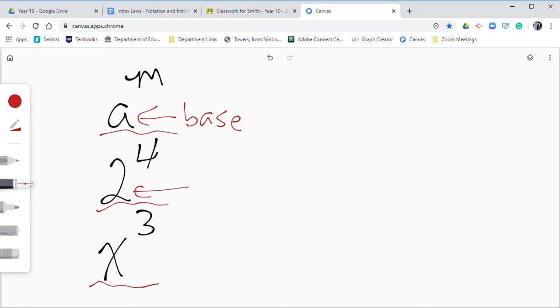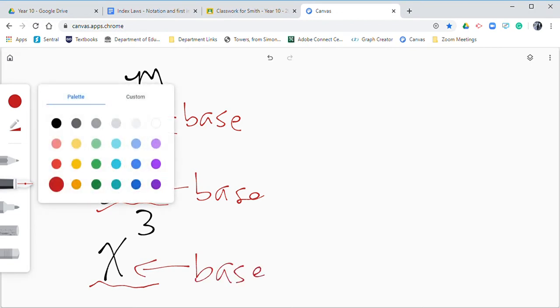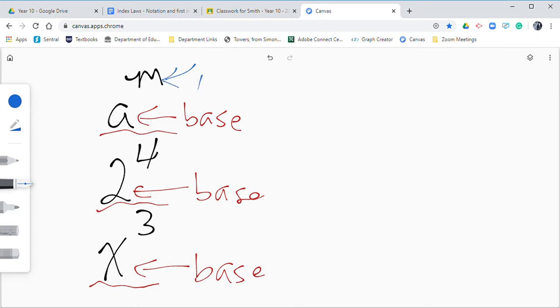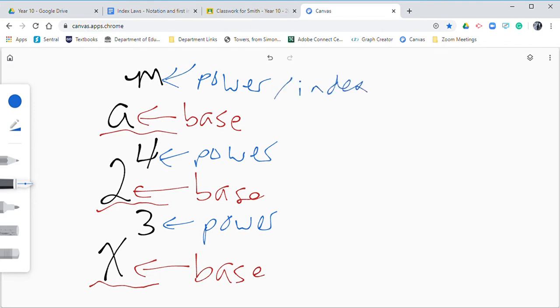2 is the base, and x is the base, and m is the power, 4 is the power, and 3 is the power. So that would be a way to think about index notation. Sometimes people also call it the index. And that is a good little summary to start when we talk about index notation.